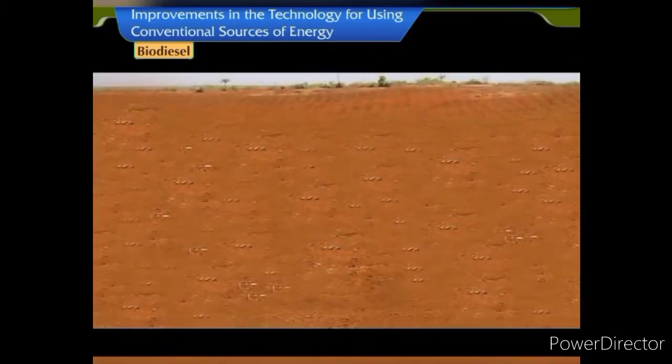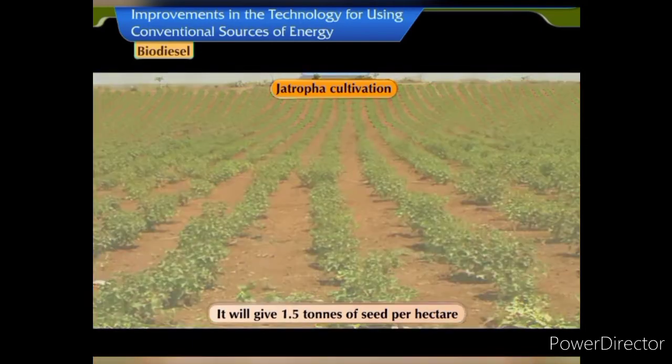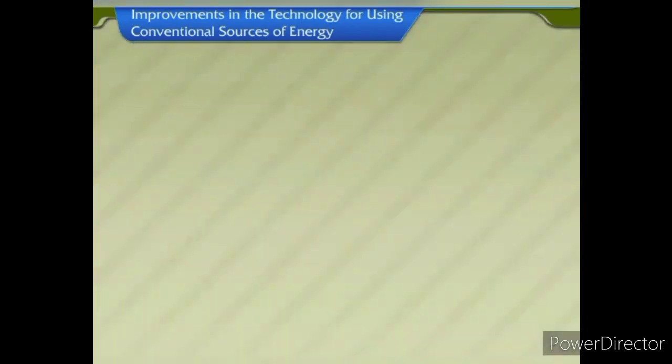If wasteland in India is brought under jatropha cultivation, it will give 1.5 tons of seed per hectare. It is estimated that an equivalent amount of biodiesel will be produced, which will fulfill 1/10 of the requirement of diesel in our country.